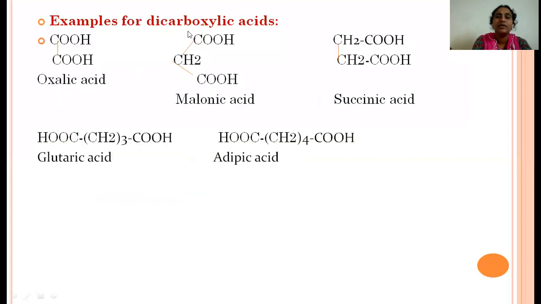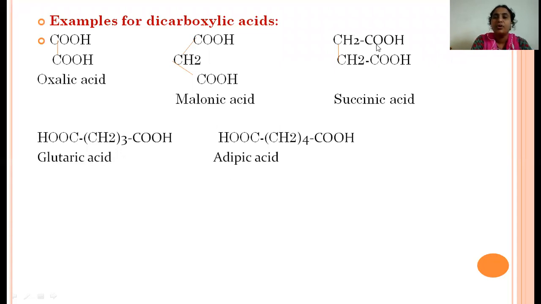And examples for dicarboxylic acids. Here the two COOH groups are directly connected, carbon-carbon directly connected. This compound is called oxalic acid. These are all examples for the dicarboxylic acids. Here two carboxylic acids are separated by one methylene group. So this compound is called malonic acid.